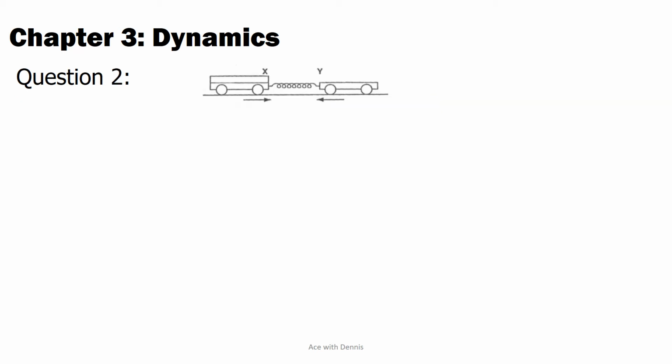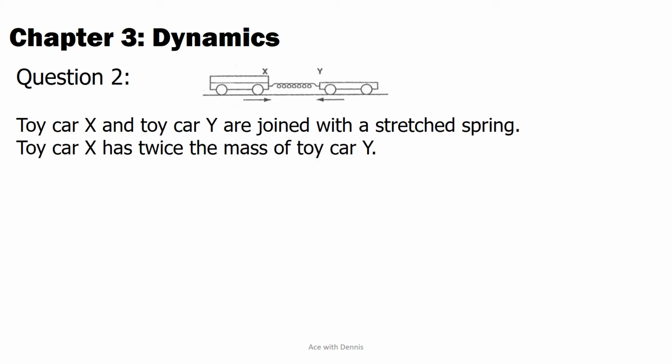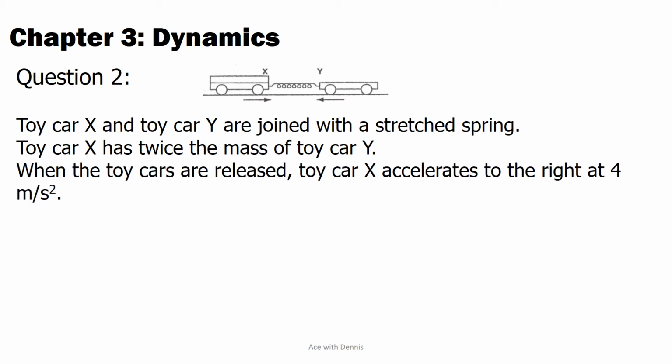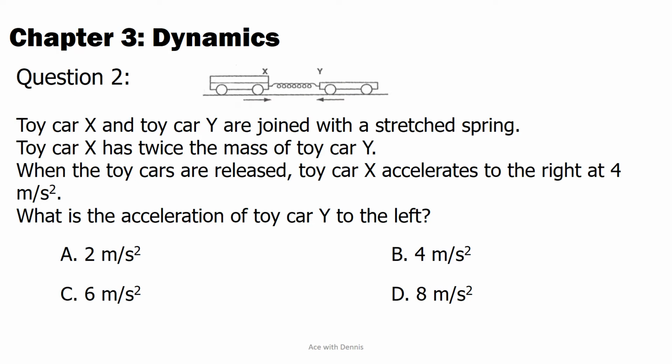Question 2. Toy car X and toy car Y are joined with a stretched spring. Toy car X has twice the mass of toy car Y. When the toy cars are released, toy car X accelerates to the right at 4 meters per second square. What is the acceleration of toy car Y to the left? A. 2 meters per second square. B. 4 meters per second square. C. 6 meters per second square. D. 8 meters per second square.